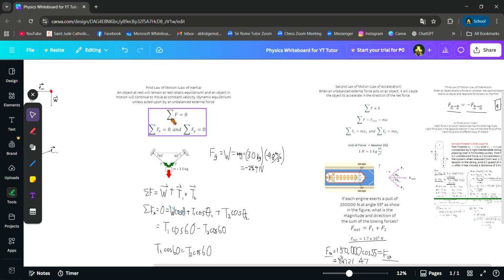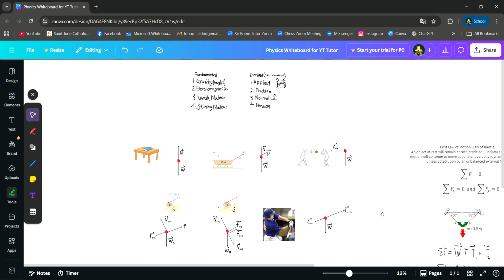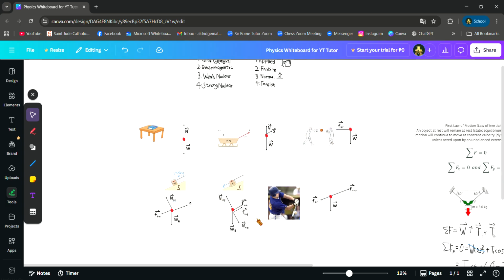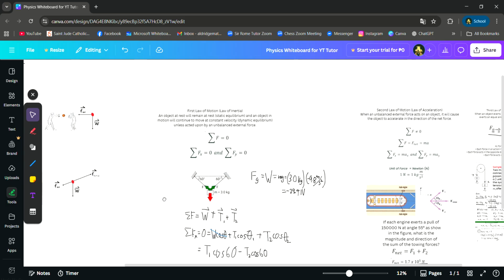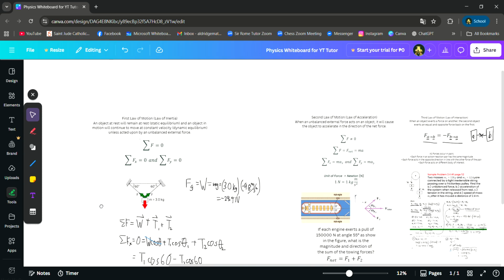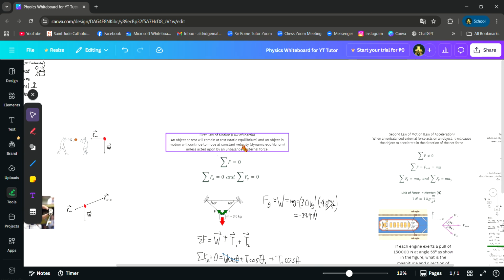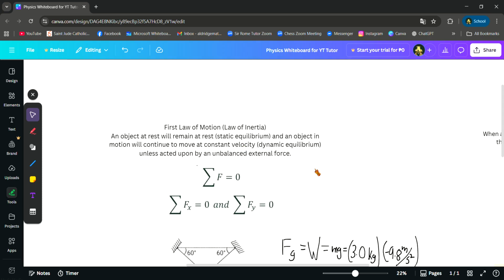Okay, so last video it was the two kinds of forces, the eight forces in total, and how to draw free body diagrams. Now we're on to the laws, Newton's laws. There are three. The first one, law of inertia. It states that an object at rest will remain at rest, and an object in motion will continue to move at constant velocity unless acted upon by an unbalanced external force.